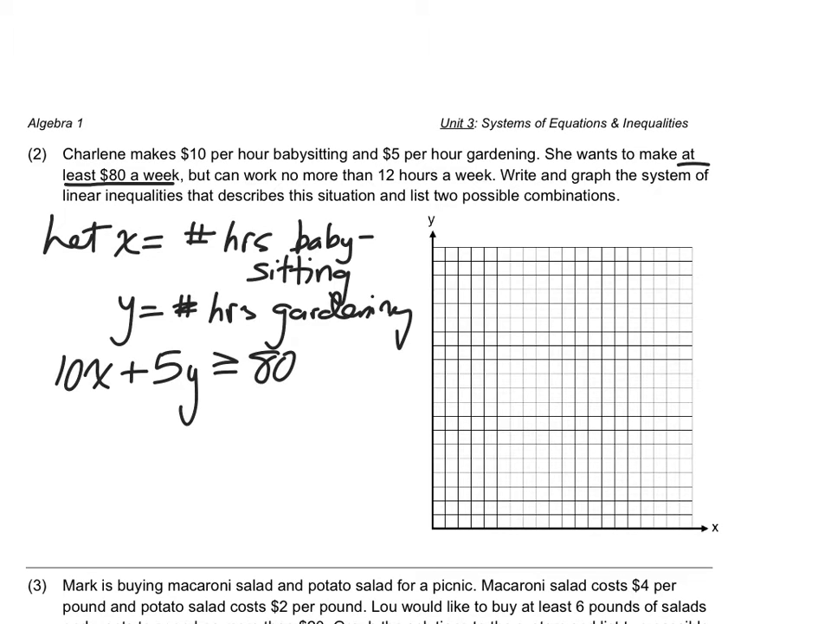Our second inequality is that she's not going to work any more than 12 hours a week. So no more than 12 hours a week. Now, since I was very careful about defining my variables, I'm saying that x is number of hours babysitting, y is number of hours gardening. If I put it all together, that's the number of hours just working. All right. So put them together. I can't work any more than 12 hours a week. Can I work 12 hours a week? Yeah. So what symbol is going to be appropriate here? Less than or equal to. All right. So we have our inequalities.